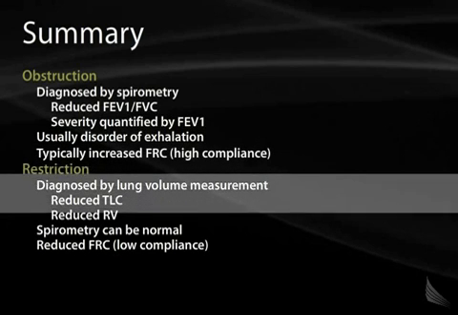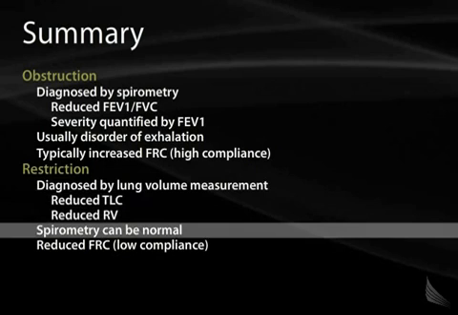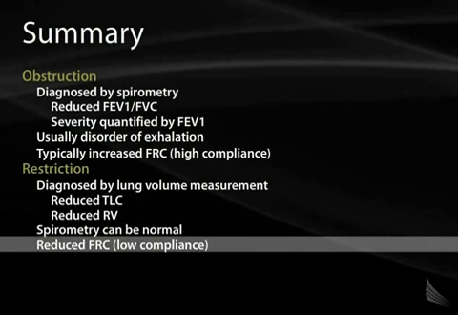Restrictive diseases are diagnosed by lung volumes as a reduced total lung capacity and usually reduced residual volume. The spirometry generally is normal. The FRC in these diseases is typically low. These are low compliance diseases generally.